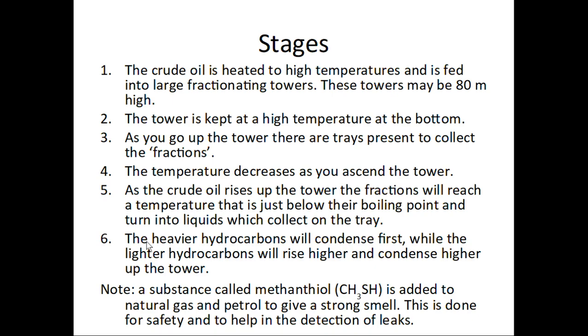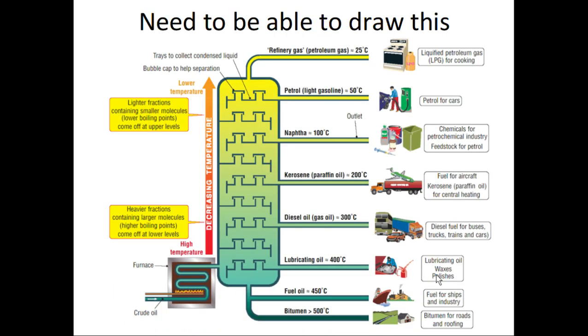Part 6 is telling you that the heavier hydrocarbons will condense first at the bottom and the lighter hydrocarbons will rise higher and condense higher up the tower. If we look here, larger hydrocarbon molecules have a higher boiling point. So all of these down here with the higher boiling points are going to turn to a liquid much further down. That's summarized over here in the yellow box for you. Down at the bottom, you've got high temperature, large molecules, high boiling point. And up at the top, you've got lighter fractions, smaller hydrocarbon molecules. They're going to stay vaporized.